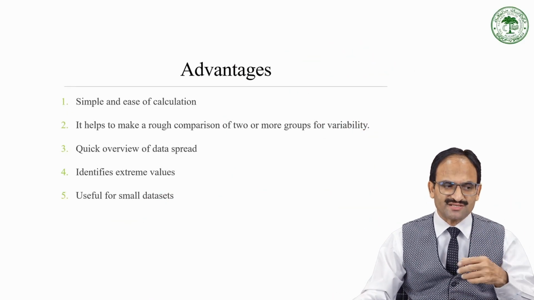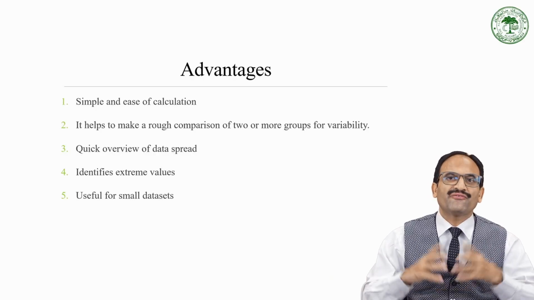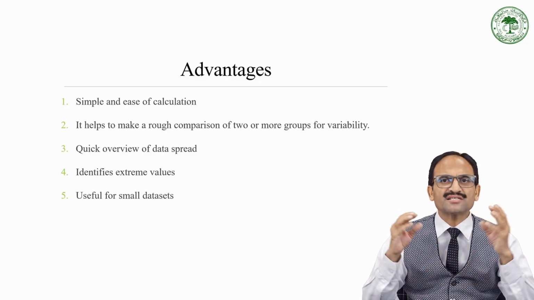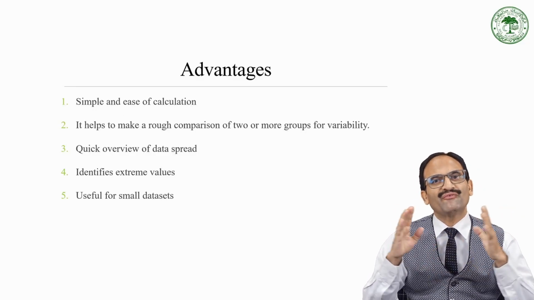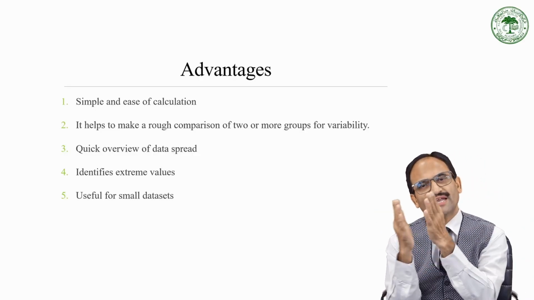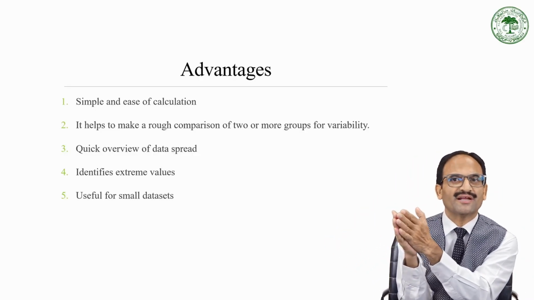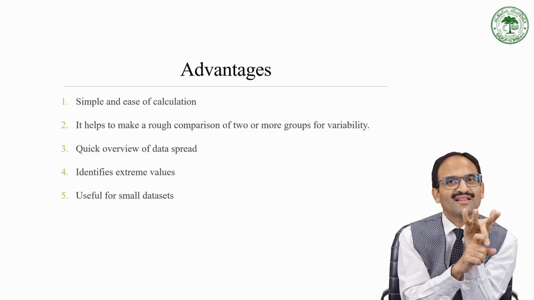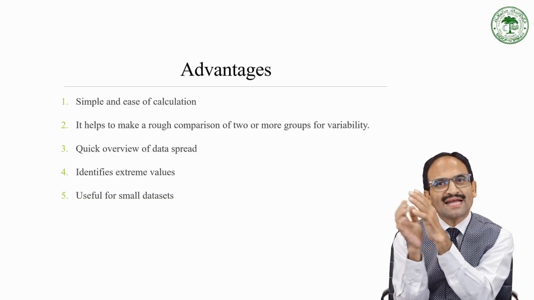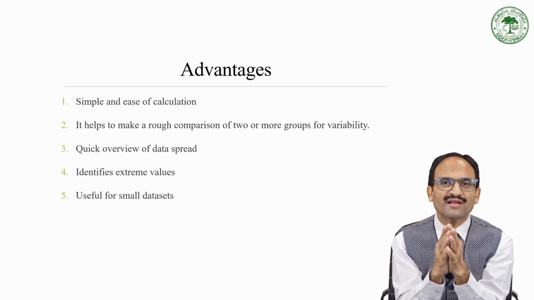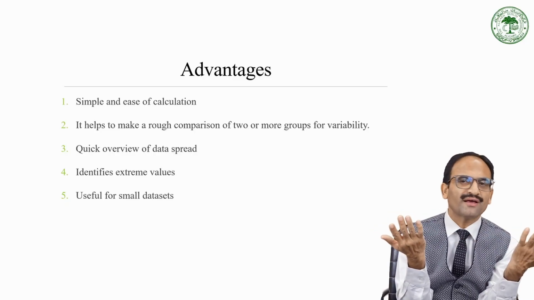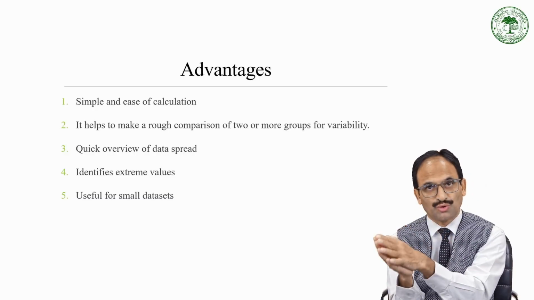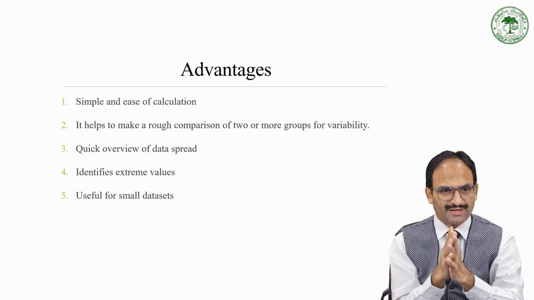Now, the question arises, what are the advantages of this range? It's the simplest way to calculate variability. The moment I tell you about the other measures of variability like mean deviation or average deviation, quartile deviation and standard deviation, you will find that plenty of calculation is there. In comparison to that, range is the simplest, the easiest one; very easily we can find the measure of variability simply by subtracting the lowest score from the highest score. So, it is very easy to calculate.